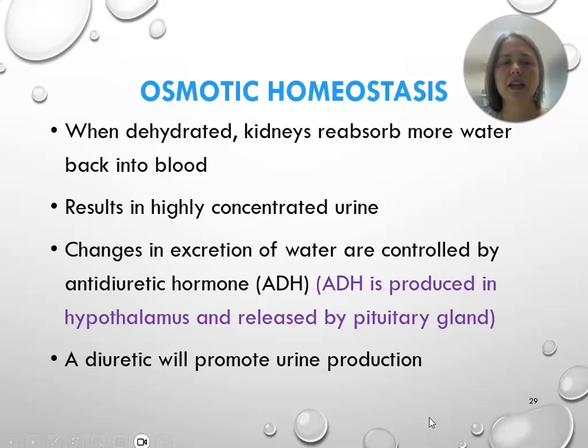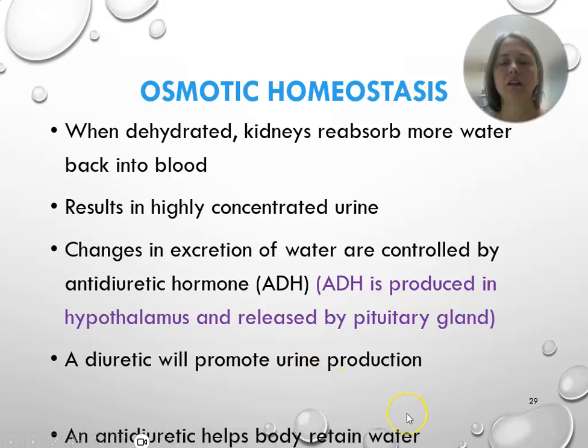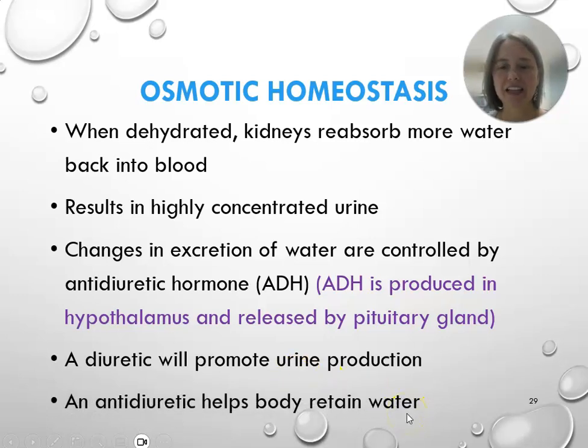So what does this word antidiuretic hormone mean? Well, a diuretic will promote urine production. So an antidiuretic will have less urine production. If you have less urine production, you have more water going back into your body. So your body is retaining water, it's reabsorbing water. So when ADH is released, your body takes more water back in, keeps more water in, it retains more water, and you have more concentrated urine.